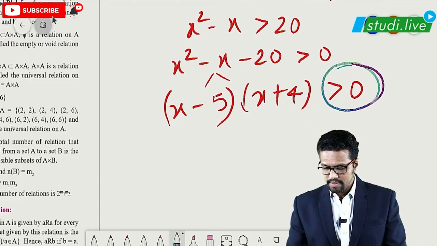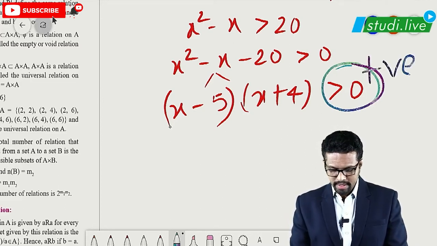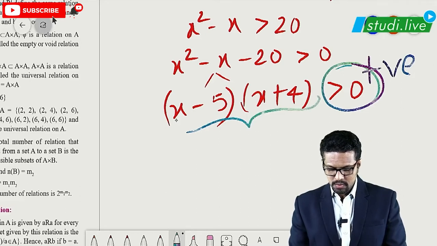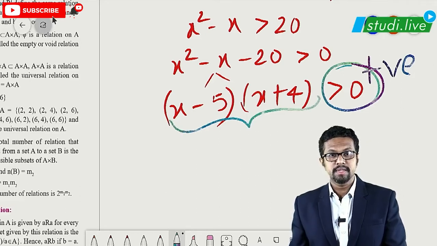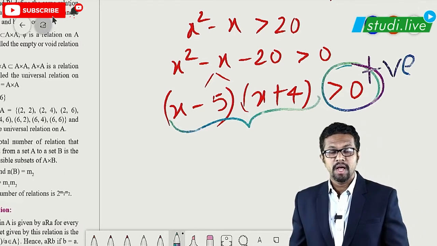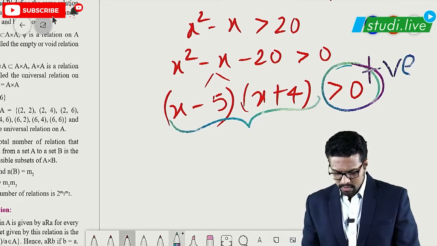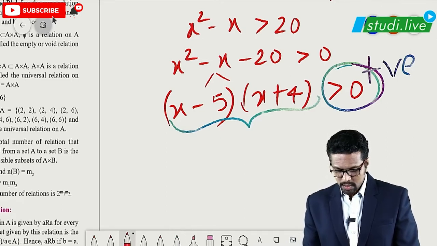It means that the value is positive. So this entire value is positive, greater than 0. So when can I say two numbers multiplied give a positive value? When will we get a positive value if two values are multiplied? So there are two cases for this.